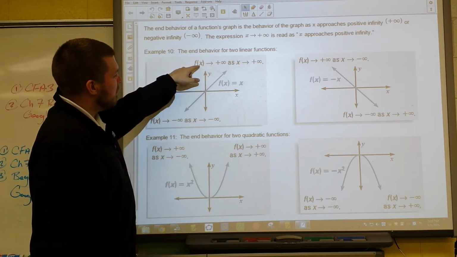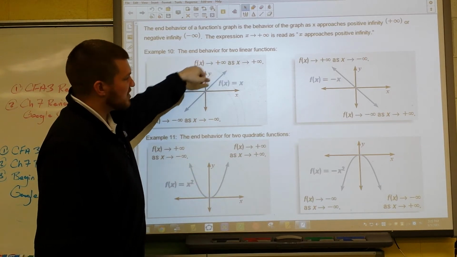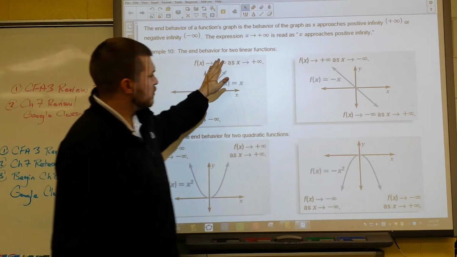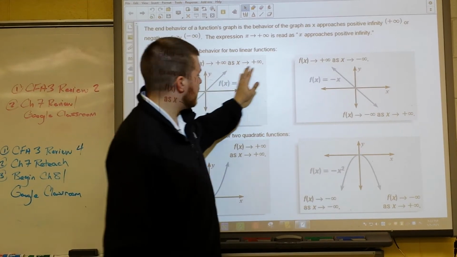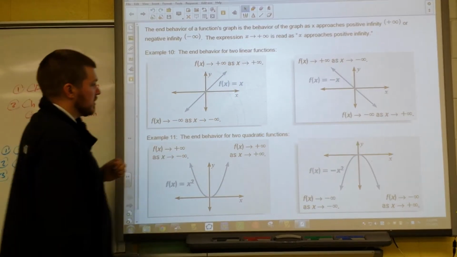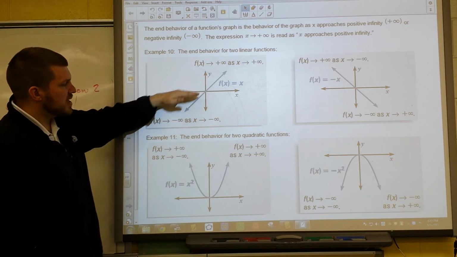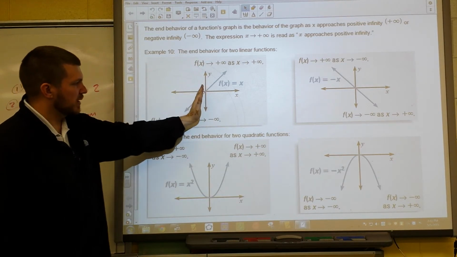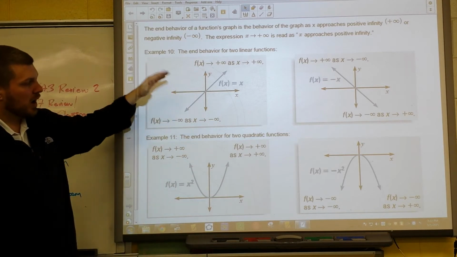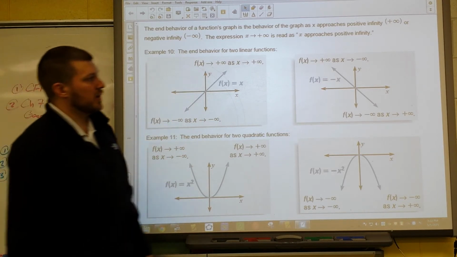Alright, so here the y values are going to positive infinity, or they're going up as we go to the right of the graph. So as we keep going to the right, the y values are going to keep increasing. That's the end behavior. Also, the y values are decreasing as we go to the left of the graph. So the farther left we go, the y values are going to keep going down and down and down.